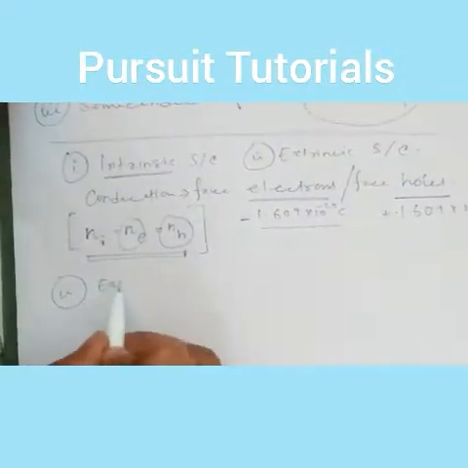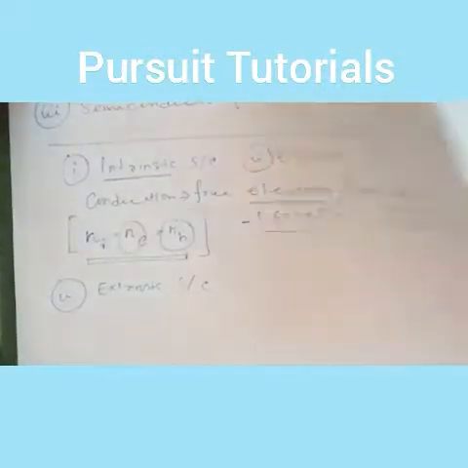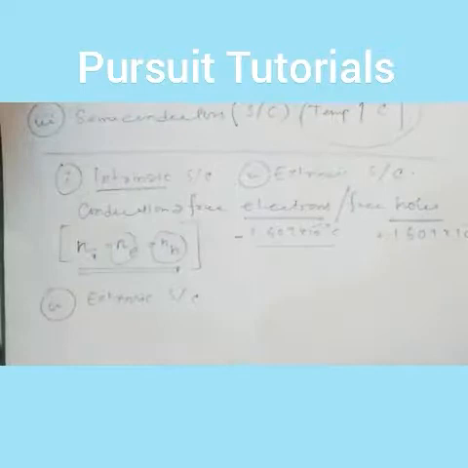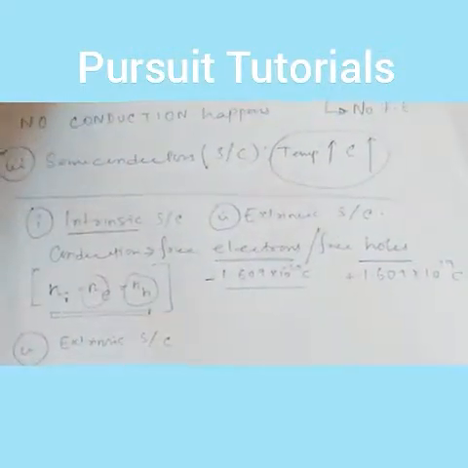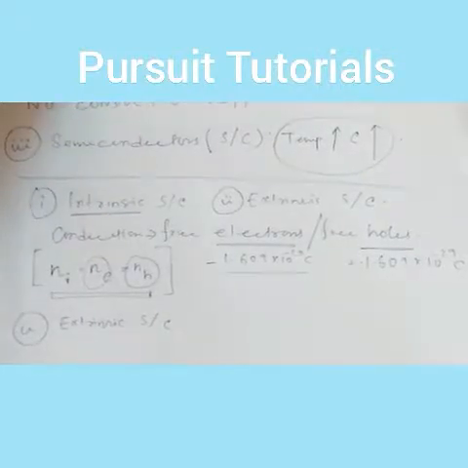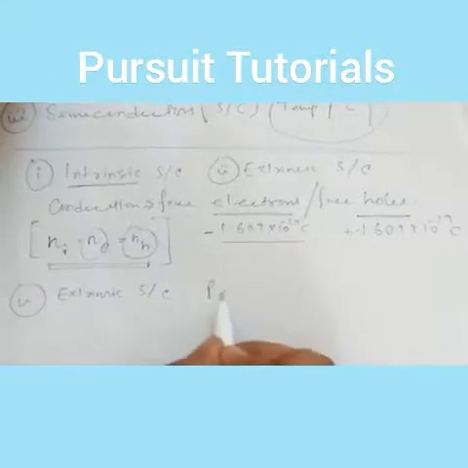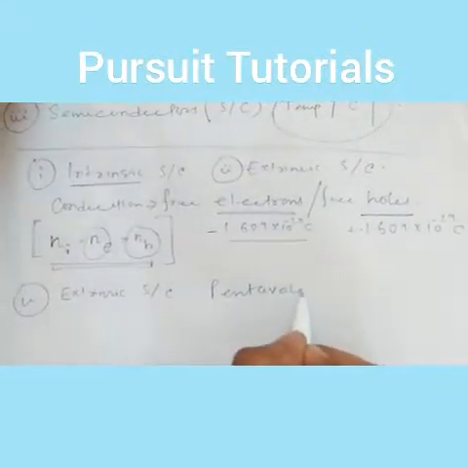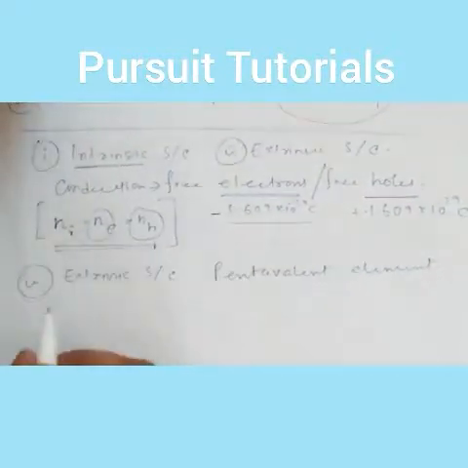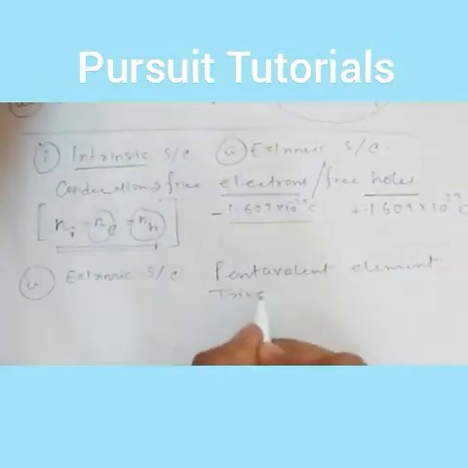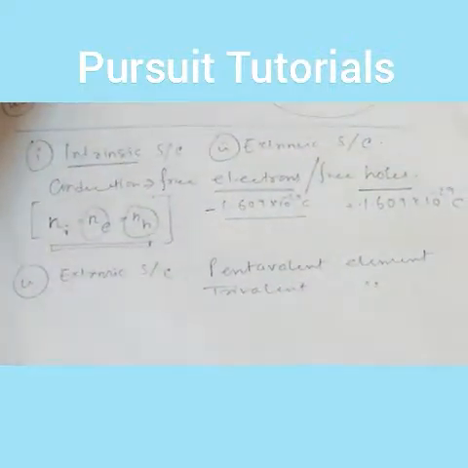Extrinsic semiconductors. What do we mean by extrinsic semiconductors? As the name suggests, some kind of external element is being used. In extrinsic semiconductors, there are generally two types of elements. One is called a pentavalent element. Another one is trivalent. So what do you mean by pentavalent and trivalent?